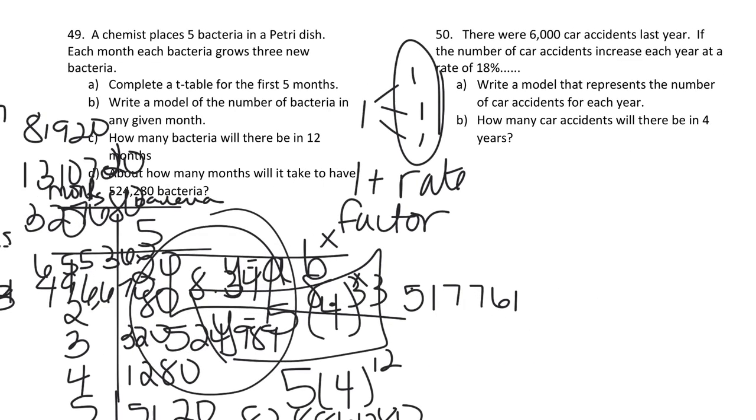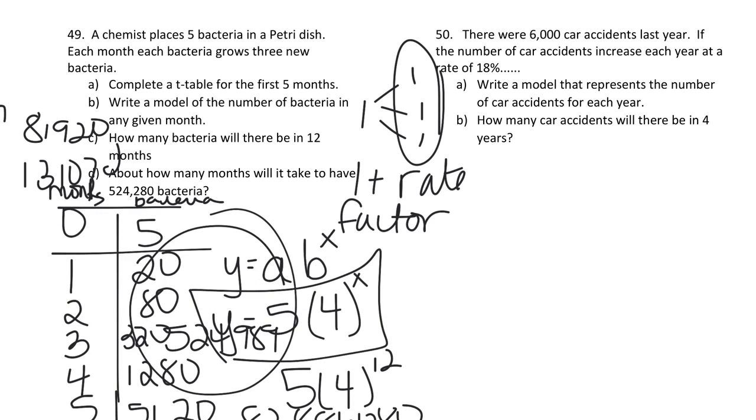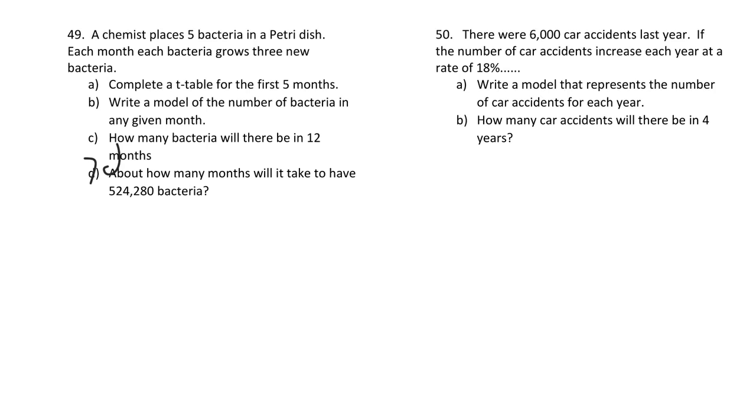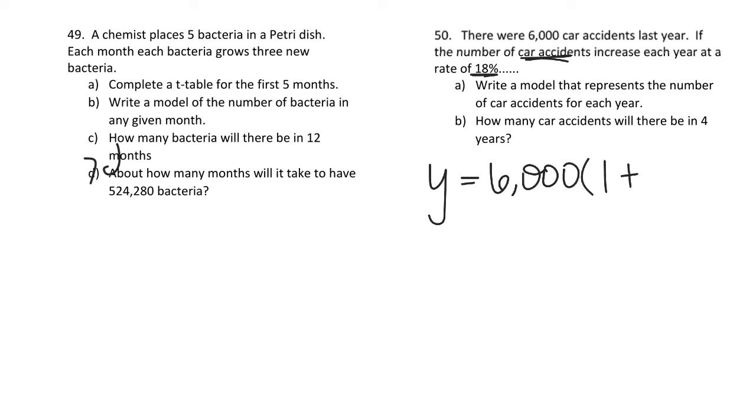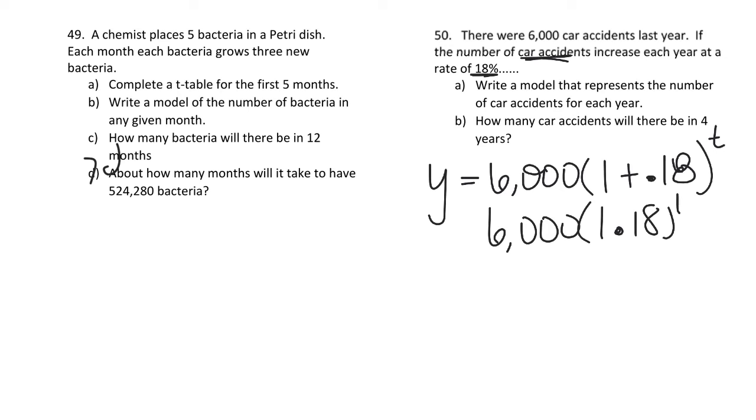Okay, so let's erase all this stuff so we can have room for this problem. There were 6,000 car accidents last year. If the number of car accidents increases each year at a rate of 18%, write a model that represents the number of car accidents for each year. So y equals our initial 6,000 times 1 plus the rate 0.18 to the t. And that's 6,000 times 1.18 to the t. So that's A, your model, and B, how many car accidents in 4 years.